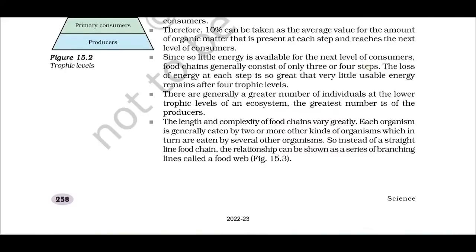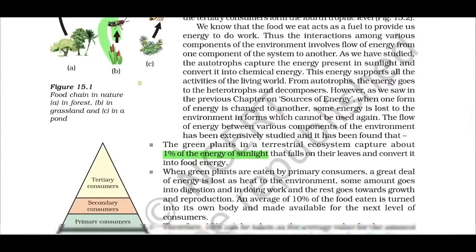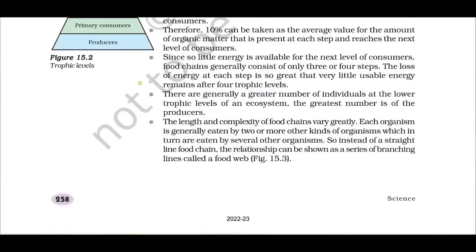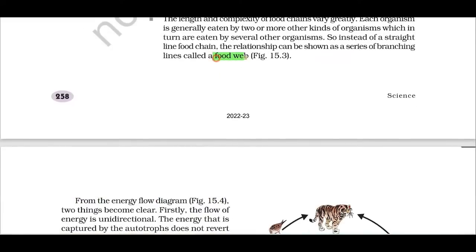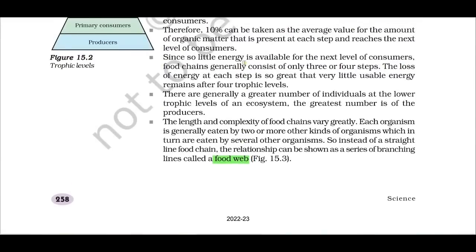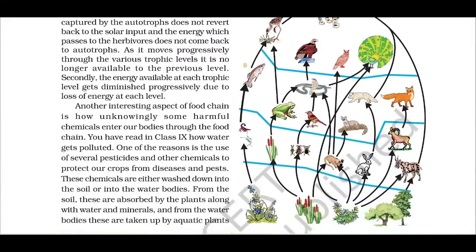Instead of a straight line food chain, you can see here, the relationship can be shown as a series of branching lines. That is called a food web. That is called what? Food web. You can see the food web here.